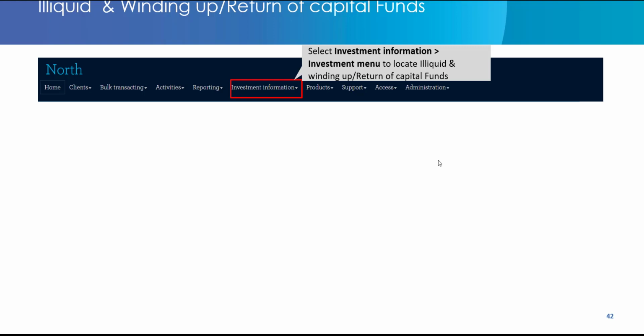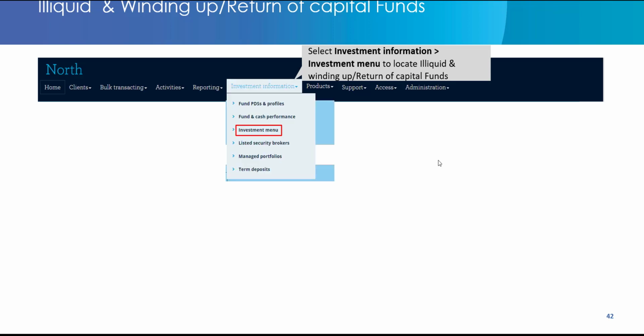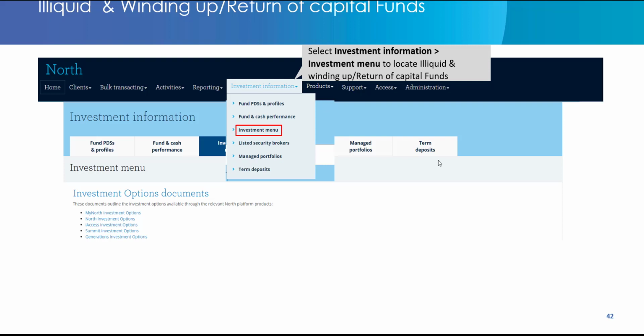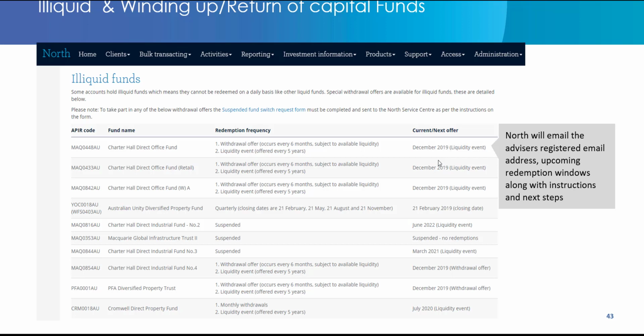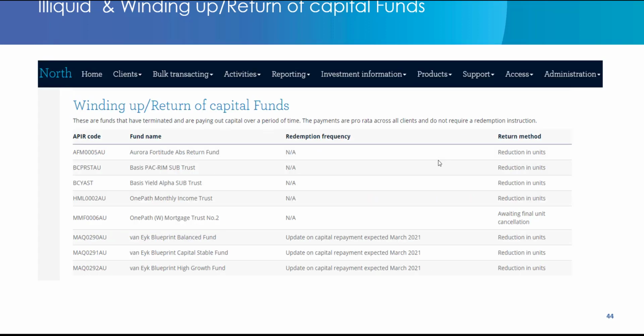So on North Online, how to identify these particular funds. Obviously, the news and announcements article on North Online highlights those particular funds. But outside of that, there is investment information available on North Online at the top. Select that, head down to the investment menu option, which will look exactly like this. Then scroll down the page, and you can find illiquid funds listed just here. North will email advisors' registered email address with upcoming redemption windows, along with instructions and the next steps. And if you keep scrolling down, we've got winding up return of capital funds listed just there.